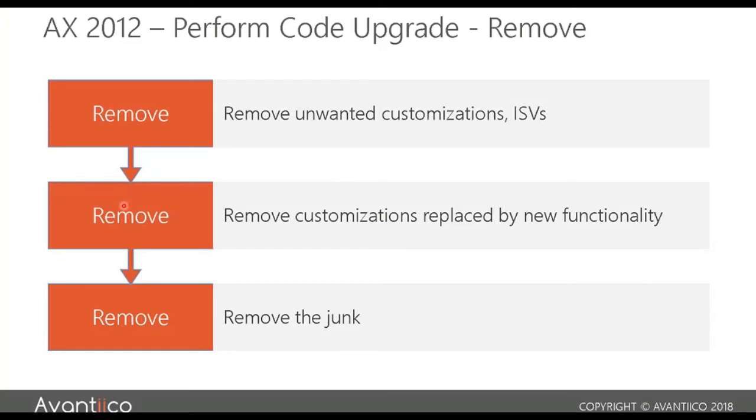So again, if we do the code upgrade, what are our options? How do we do it? We always first upgrade the code and then we upgrade the data. So we would pull out our ISV solutions or anything we don't need, and maybe you can remove your customizations that are replaced by new functionality, remove the junk, and then now you have a smaller model store, you could then upload that to LCS for the upgrade.